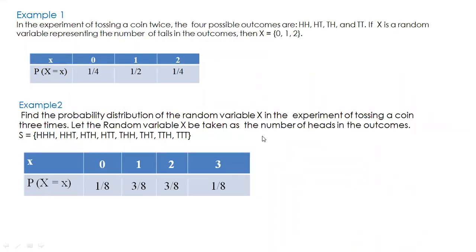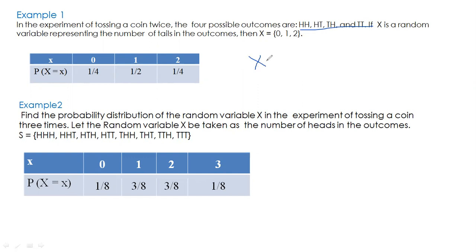So here is example one. This is already covered in the previous topic. When you are tossing two coins, there are four outcomes: head head, head tail, tail head, and tail tail. If you want to represent the probability distribution for this, here X represents the number of heads, or you can take it as the number of tails also, no problem.